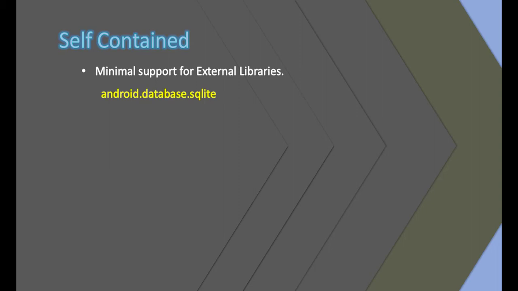The first one is self-contained. What does it mean? Self-contained means minimal support for external libraries. You don't need any other external libraries or dependencies to work with SQLite. It comes with Android as an internal package, android.database.sqlite.